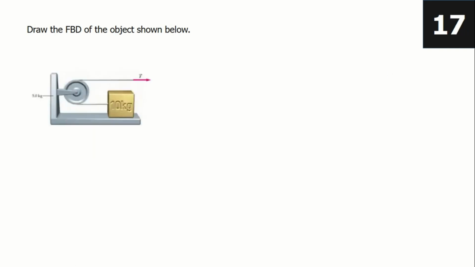For item 17, we have an object with a mass of 10 kilograms getting pulled using a string wrapped around a pulley. So how will we draw the free body diagram? Already we know that it's resting on a surface, right? So we expect that there will be a normal force. Of course, it has a mass, so gravitational force will also be present.